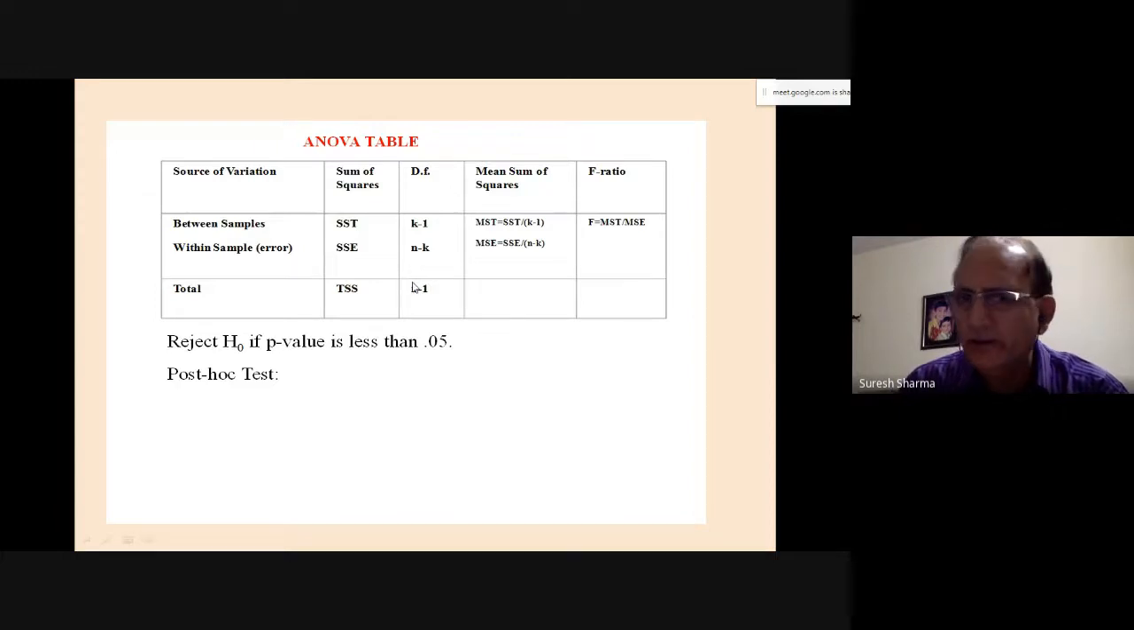Now, how is the degree of freedom N minus K here? Because N minus 1 minus K minus 1. 1 and 1 will get cancelled and you will get N minus K. Okay? Is this okay?